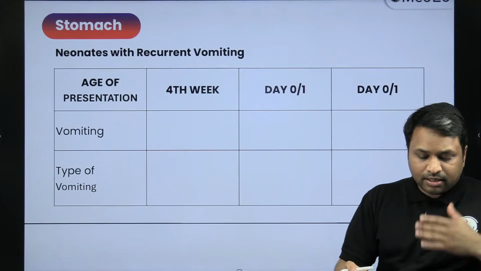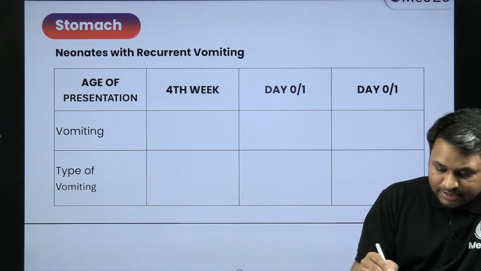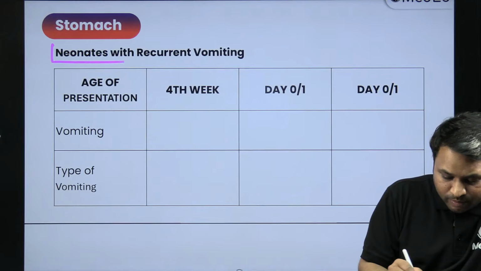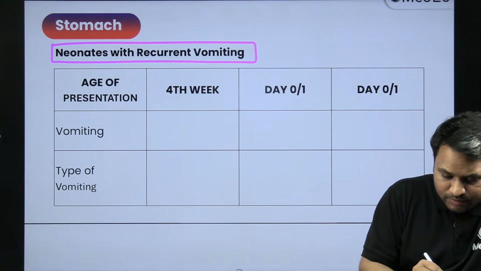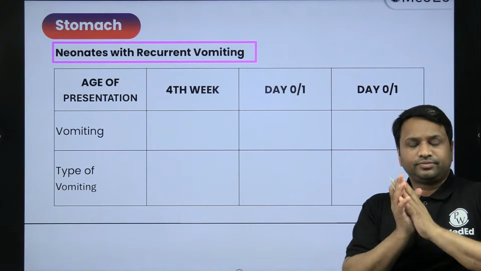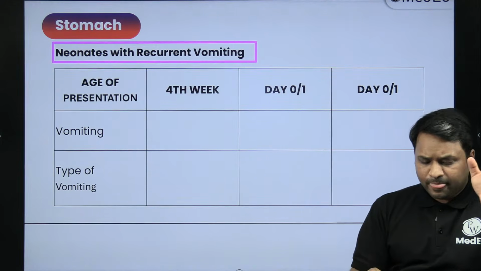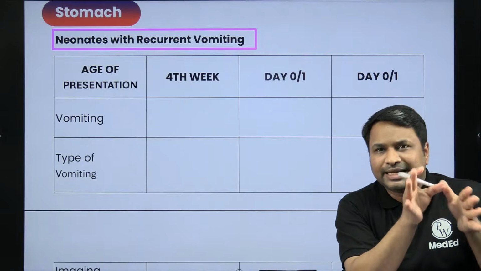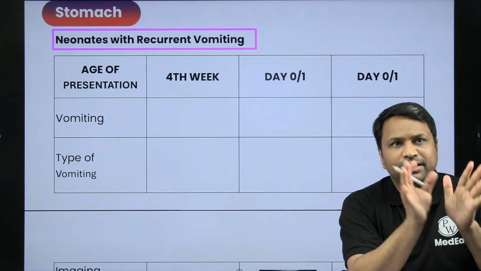Another very interesting and important question that they'll ask you in the exam is about neonates with recurrent vomiting and how do you move forward with this. Now, when we talk about neonatal vomiting, we'll see the age of presentation and the type of vomitus, and that is going to tell us about the diagnosis.